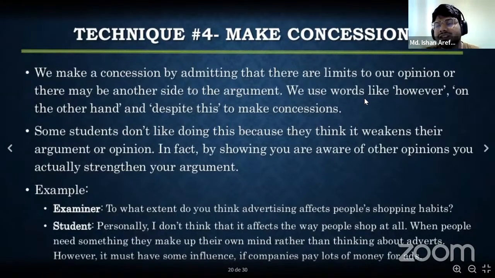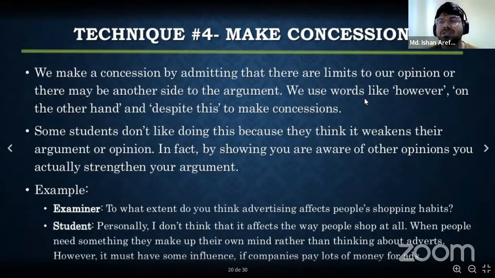You can make concessions. So if they are wanting your opinion in any question, like here for example the question is, to what extent do you think advertising affects people's shopping habits? So they are asking about your opinion, what do you think? But now after explaining your opinion, you can also talk about other people's opinion, the other side of your opinion. So the opposite of your opinion, you can also discuss that. So you can make concessions. So that's the way of saying concession in your answer.